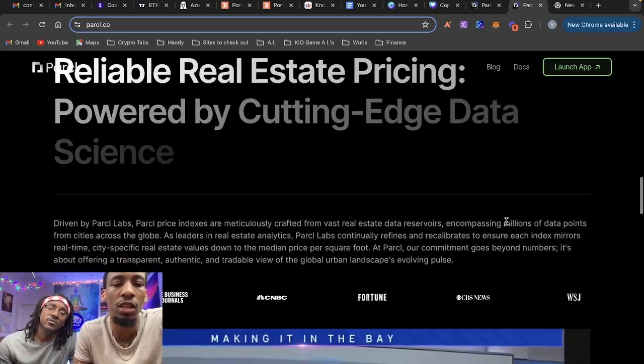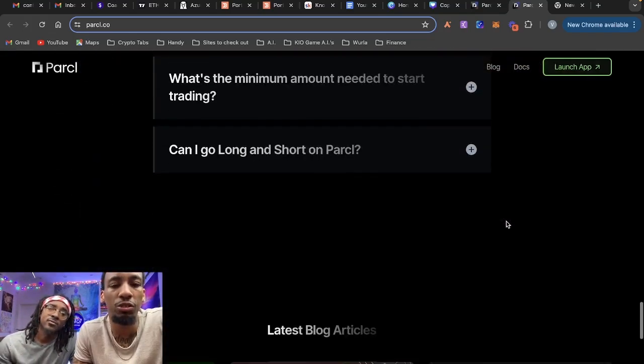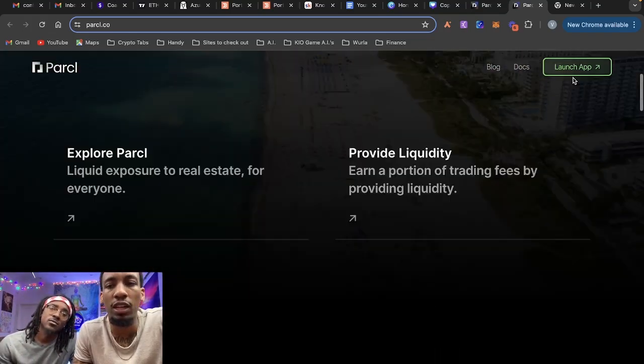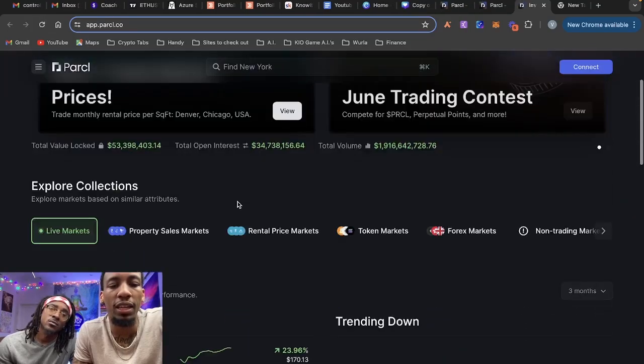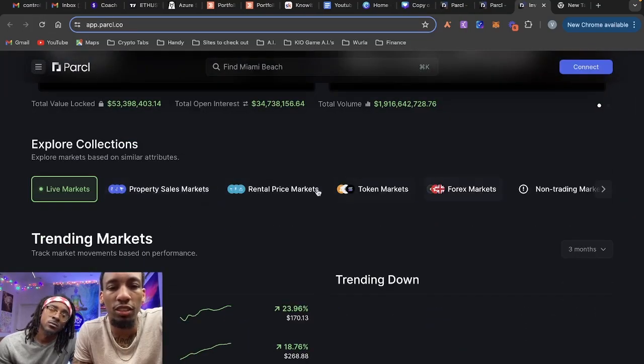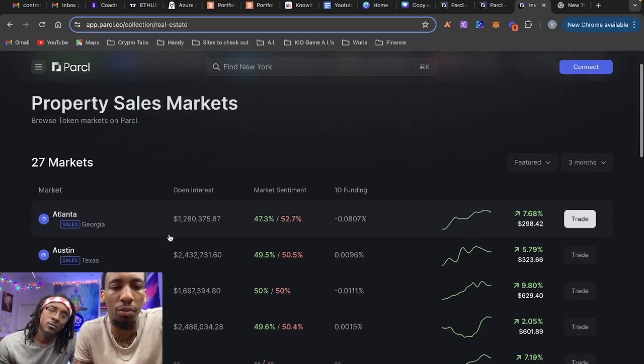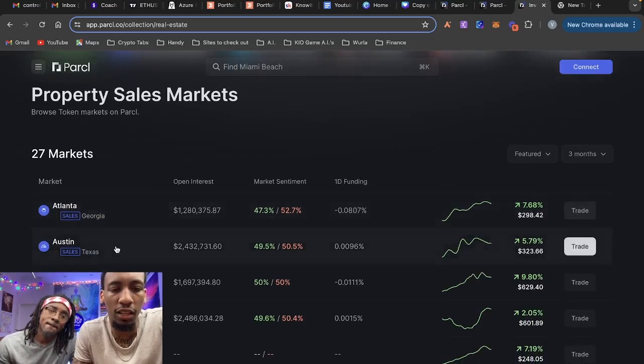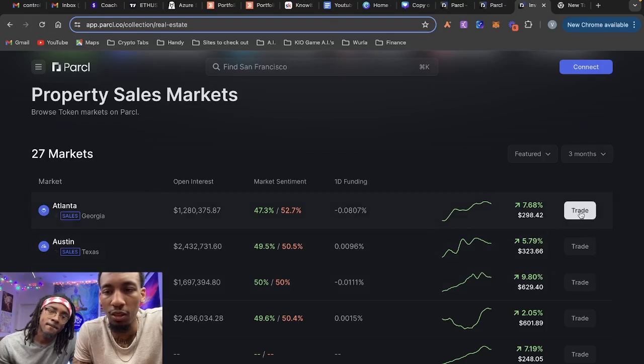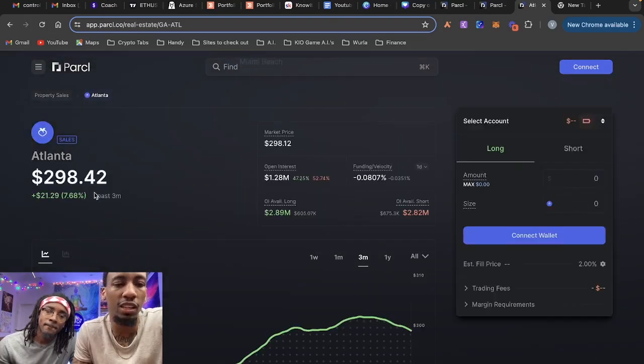That's huge. Talks about all the stuff we went into. Got some FAQs. Now let's launch the app. And you can basically search all of these things here. So since we were talking about real estate, you hit property sales markets. You have Atlanta, Austin, Texas. You hit trade. You can go long Atlanta or you can short Atlanta.